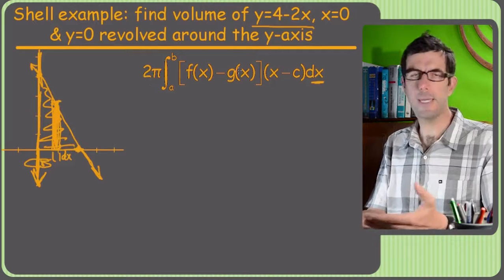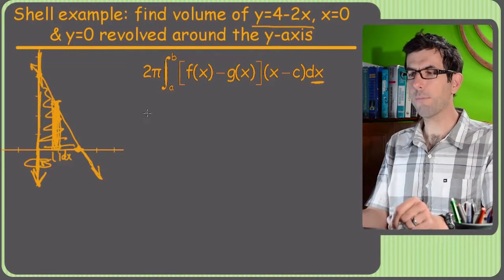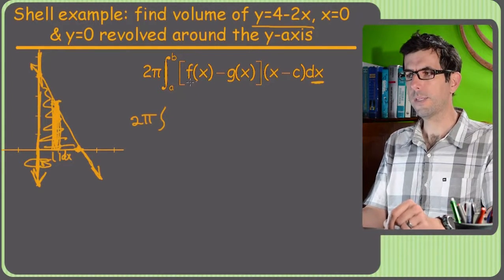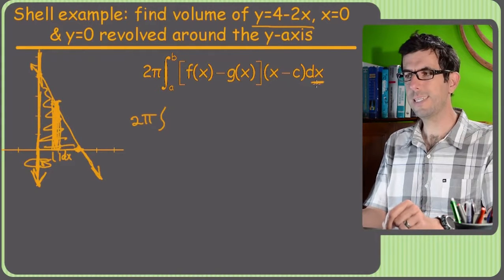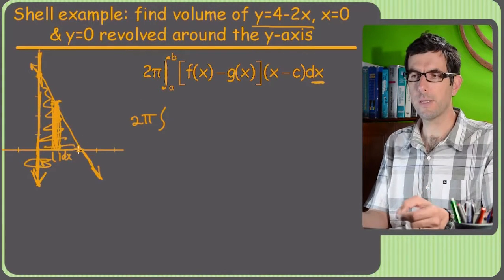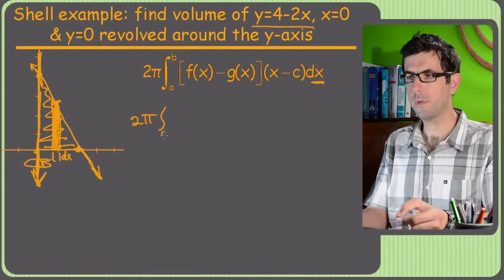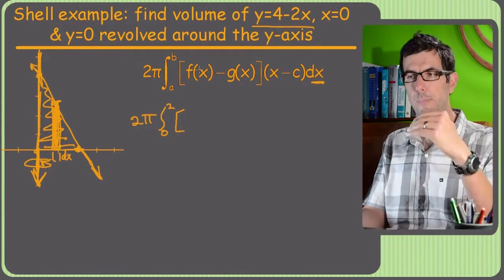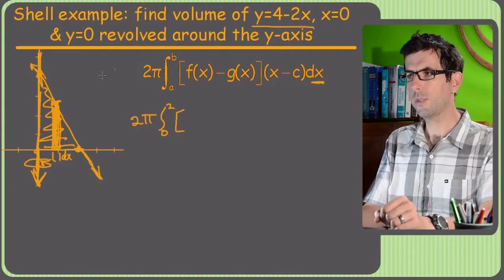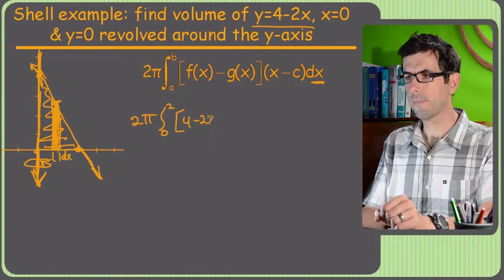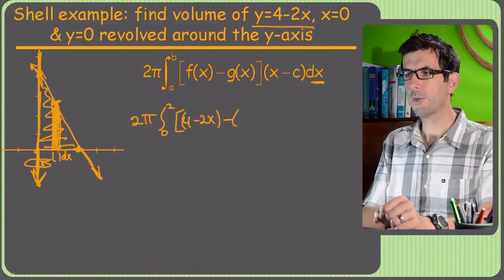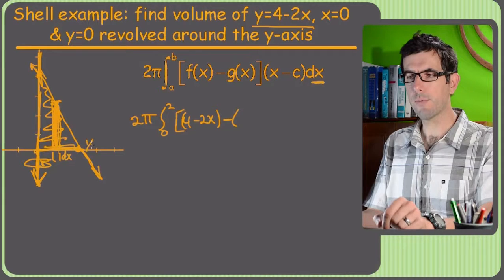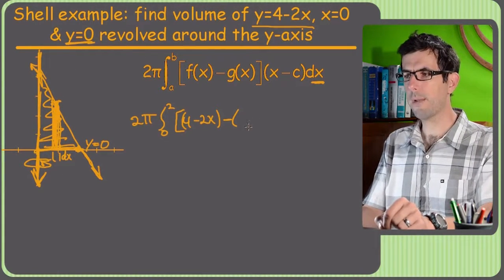All right, so now I've just got my dx formula for shells. Let's take a crack at plugging and chugging. 2 pi. All right, so the limits of integration, since I'm doing dx, I need the limits of the x coordinates. So x seems to go from 0 to 2. That's the width of my region. All right, what is f of x? F of x is the upper curve. That's the line, which is 4 minus 2x. I subtract g of x. G of x is just the bottom edge of the region, which in this case is the line y equals 0. That's this guy right here was the bottom.